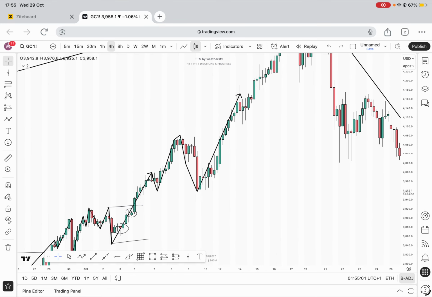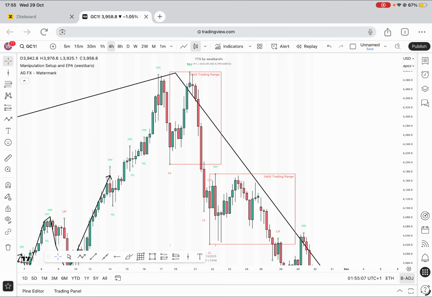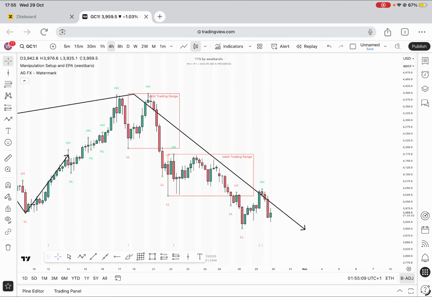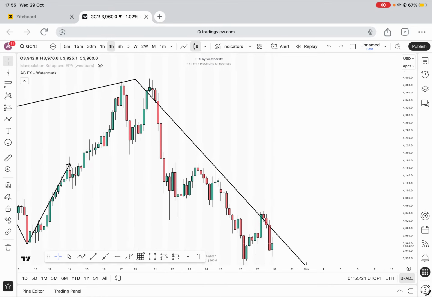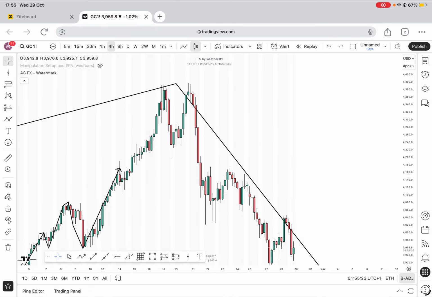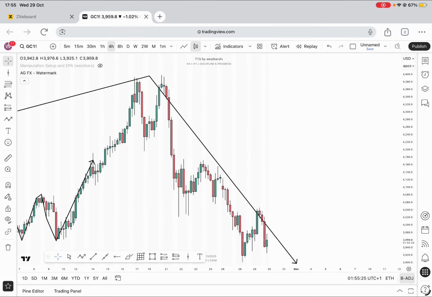I classically have an indicator that marks this. This is the indicator here, it marks all the structure for me. Initially when I started trading like this, I used to crack my head trying to mark it and all of that, but this indicator does it for free now. So you can use the indicator too, but it's always good to be able to mark yourself if you don't have access to the indicator.